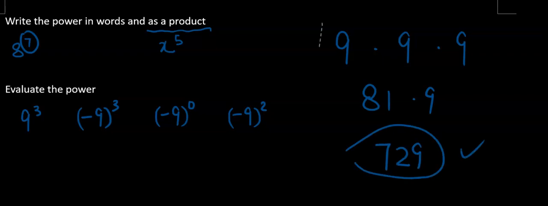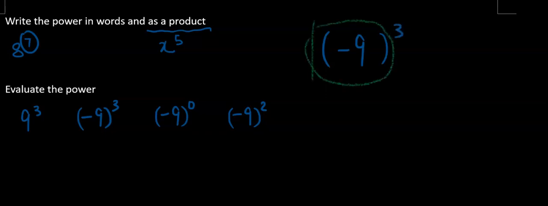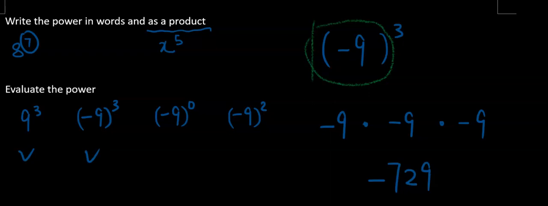Now, how about the next question? The next question says, in parentheses, negative 9, to the 3rd power. Remember, this is your base. Therefore, when you write down the base, we should write it like this: negative 9, 1 time, 2 times, how many times? You are correct, 3 times. Now, let's determine the final sign first. Negative, negative, positive. Positive, negative, negative. Therefore, we should have negative 729. All done.